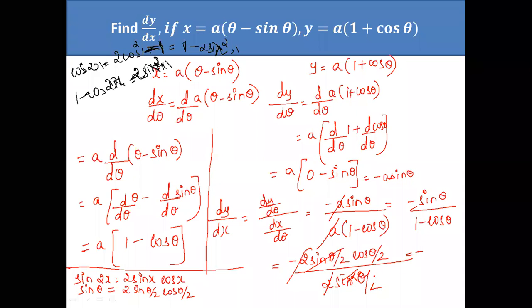What is cos by sin, students? It is cot. So here it is minus cot, and the angle is theta by 2. So the answer is minus cot theta by 2. Did you get the answer, everyone? Yes. Okay, we'll move on to the next question.